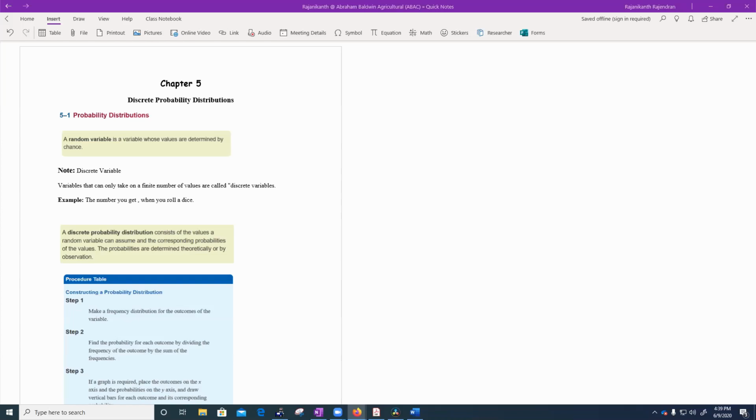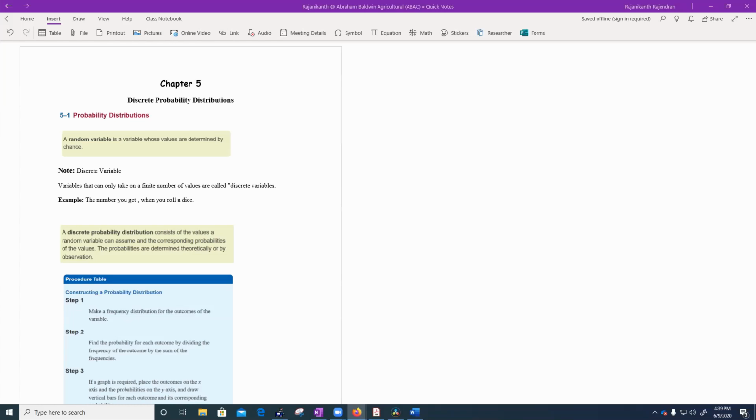So variable means it is any characteristic. It can be a number or a quantity that can be measured. So which is called the variable. Typically a variable will vary, so it may have more than one value, right? That's what we call a variable. So the random variable means a variable whose values are determined by chance. So which is called the random variable.